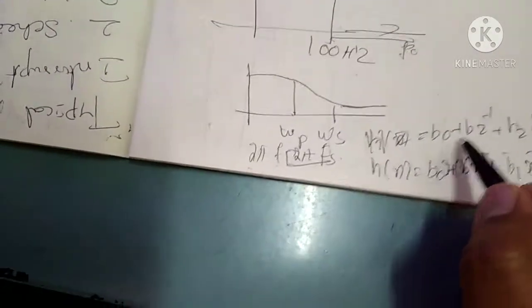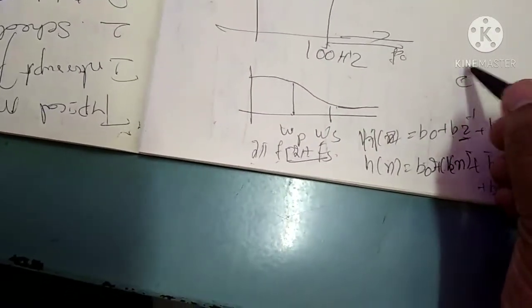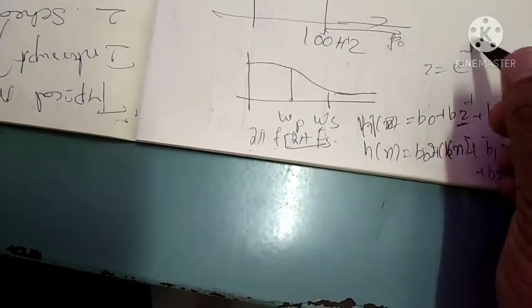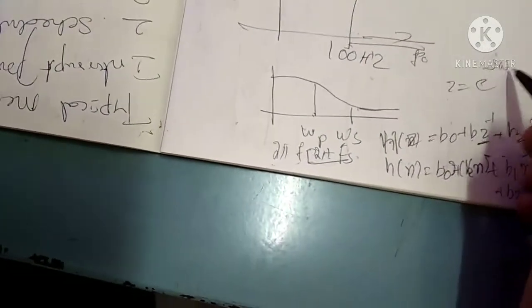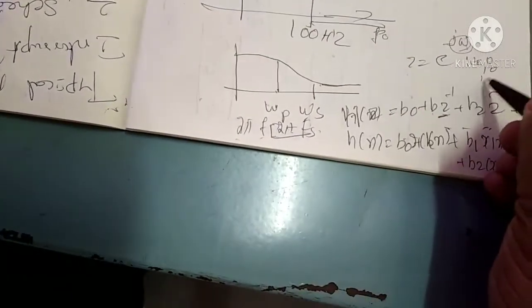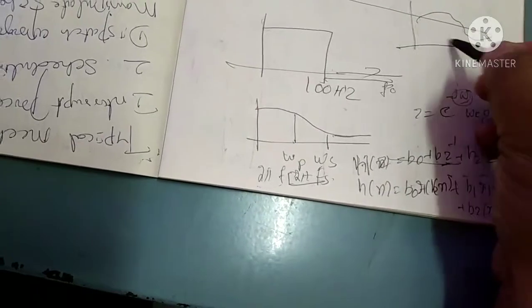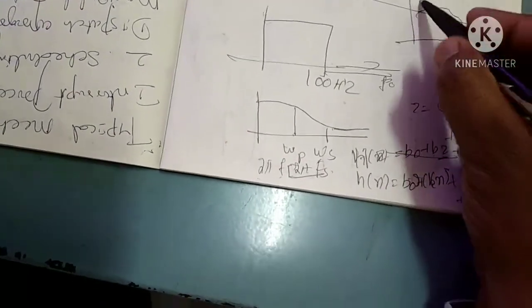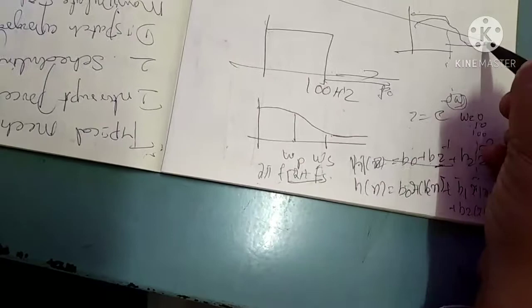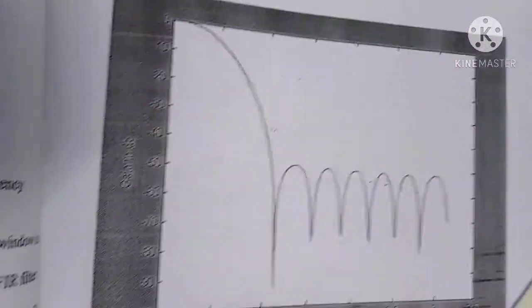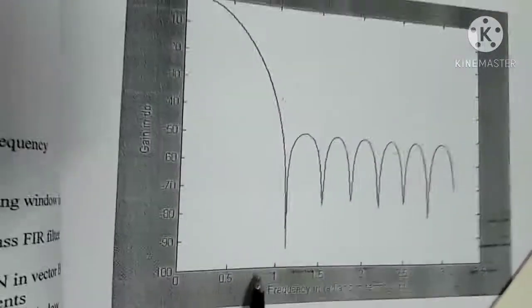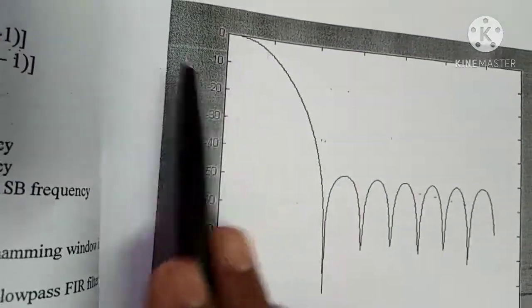So these b values they have taken, and in these b values they have substituted z is equal to e to the power of j omega. They substitute values of omega, like 0, 10, 100, in this expression, and they draw a graph, and the graph looks like this. Up to the required frequency it is like this, and afterwards it is 0. Up to the required frequency it is 1, or it is in dB that we are taking.